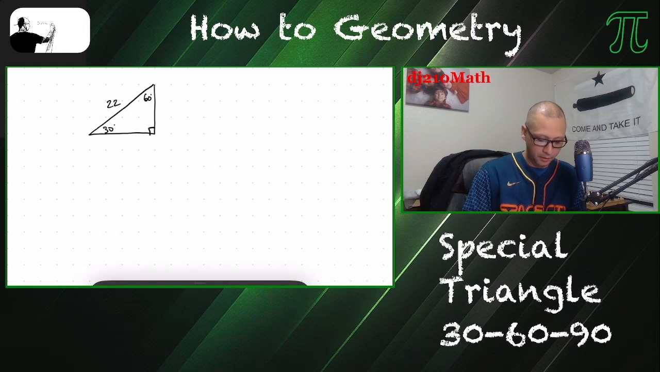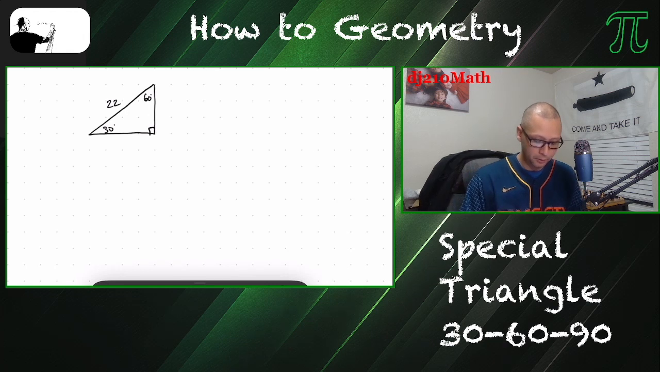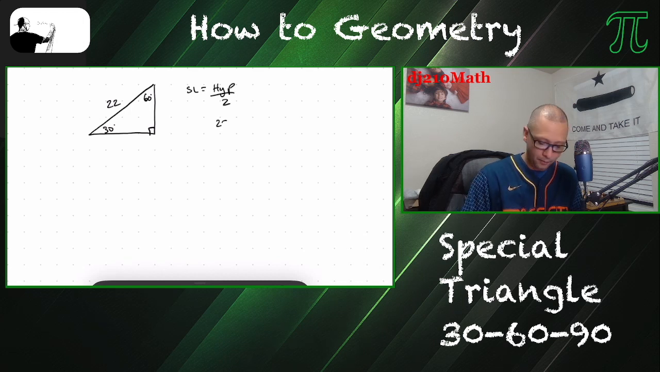All right, let's do another example. In this particular example, the hypotenuse is 22. We know that if we have the hypotenuse, we can always get to the short leg by dividing by 2. So short leg is equal to hypotenuse divided by 2. 22 divided by 2 gives us 11. So the short leg is going to be 11. The short leg is across from the small angle. And then the long leg is equal to short leg times root 3. So in this case, 11 root 3.